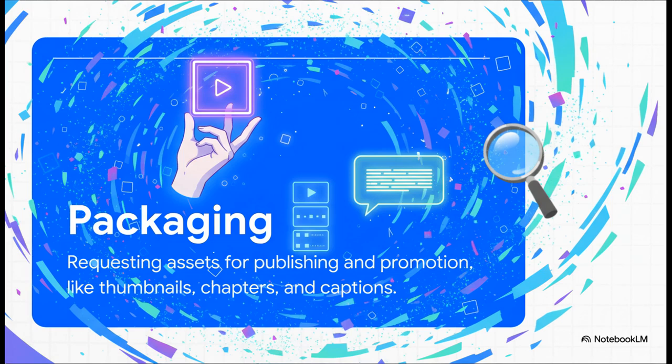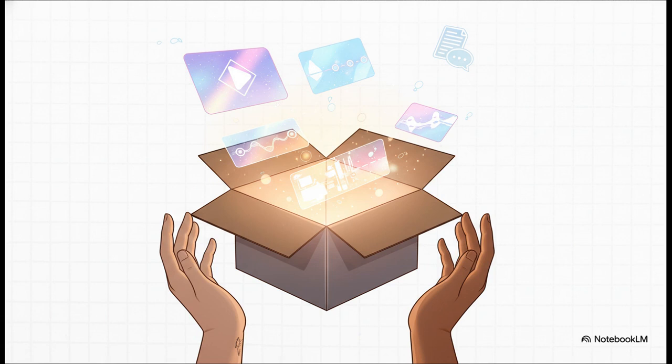I mean, think about it. A video's success is about more than just the video, right? It's the thumbnail that gets people to click, the chapters that make it easy to watch, and the captions that make it accessible to everyone. The original Blueprint prompt just nails this. It asks for a thumbnail, it asks for YouTube chapter markers, and even exportable captions. By asking for all of this stuff up front, the AI delivers a complete package. It's ready to upload and ready to succeed right out of the box.